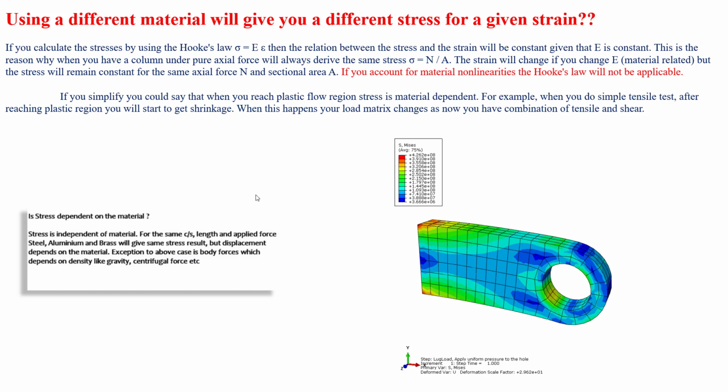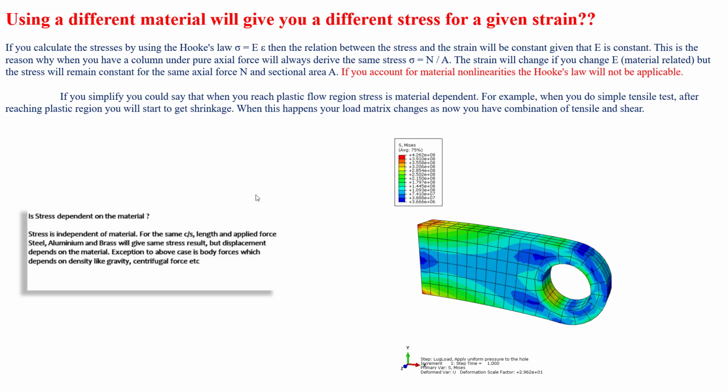Well, the first question here is: using a different material, will it give you a different stress for a given strain? So let's say we have steel, aluminum and copper, different materials. Will they give a different stress or will they give a single stress for a given strain? In short, will each material give different stress results or the same stress results? I hope the question is clear, right?